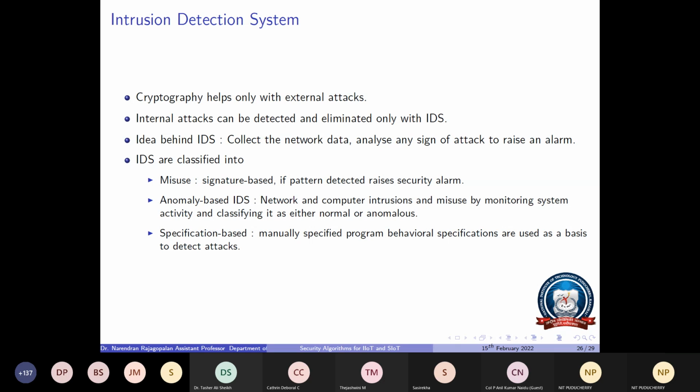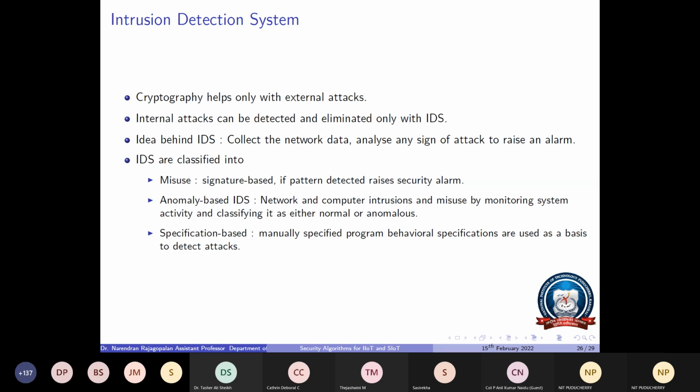When we talk of intrusion detection systems, there are three types. One is signature based, which is very predominantly used, and is also known as misuse detection, which tries to look for patterns. If the pattern matches, then it raises a security alarm. Signature based detection can lead to a lot of false positives, which basically means you can end up with a security alarm even though it may not be the case, just because there has been a match.